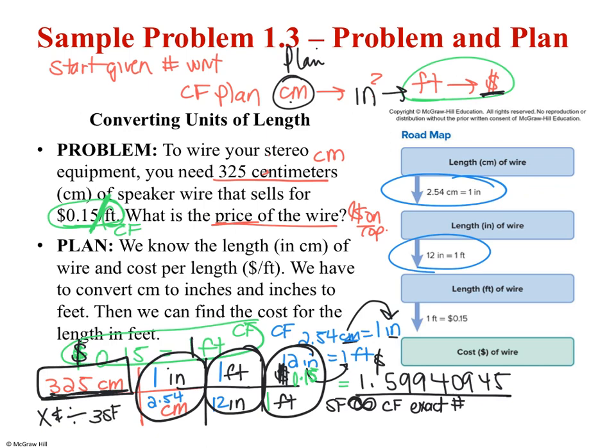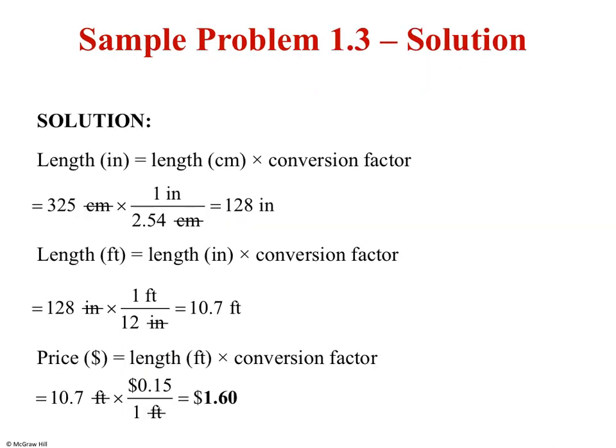There are 3 significant figures in that given. So this is going to have to get rounded to 1 point. We're going to have to round this one because we want 3. So we've got to take a look at this number here. This is a 9. 9 is greater than or equal to 5, so we're going to have to round up. So this is going to be $1.60. So the cost of the wire is going to be $1.60. And that is exactly what you see here. You can see the solution.